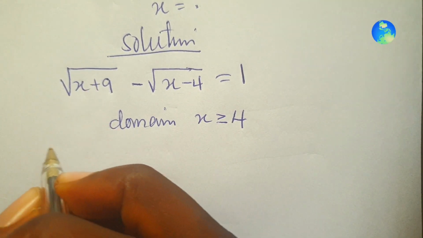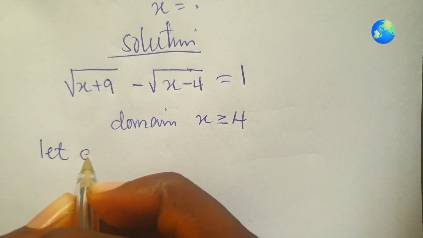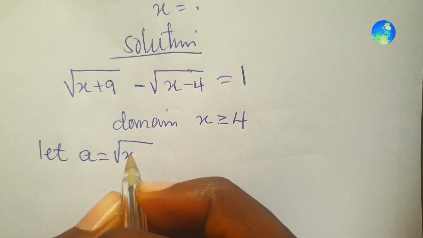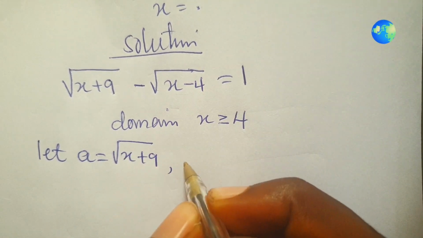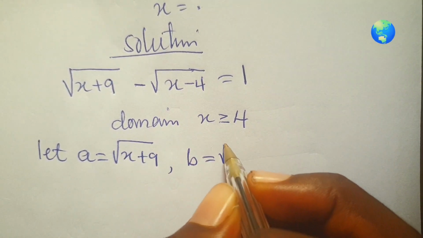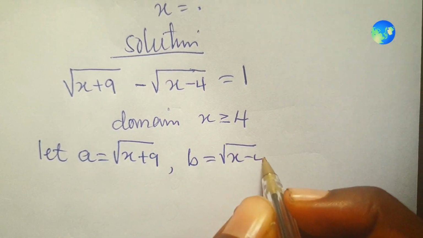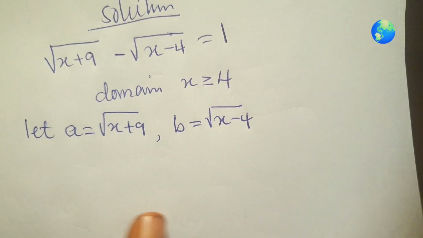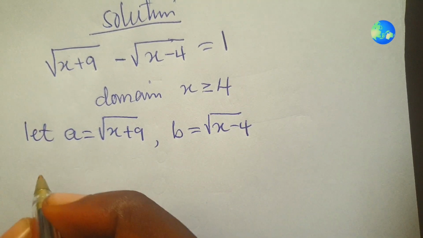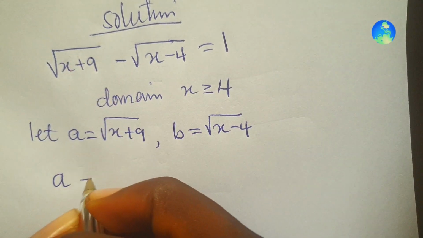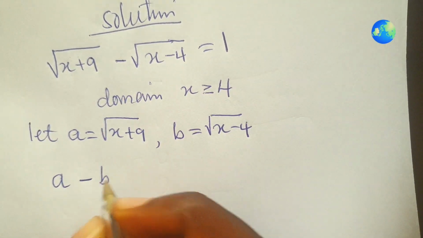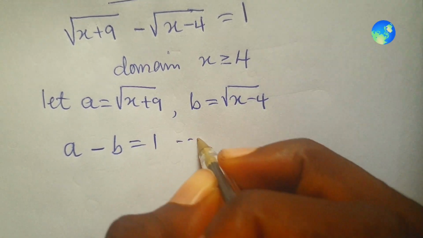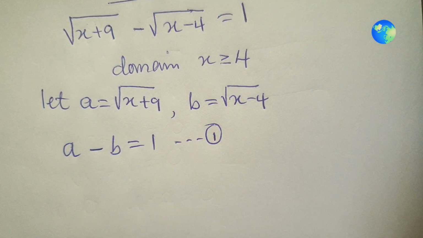For instance, I will let a be equal to the square root of x plus 9, and b be the square root of x minus 4, right? That means, in place of these, I'll have a minus b equal to 1. Let me call it equation 1.